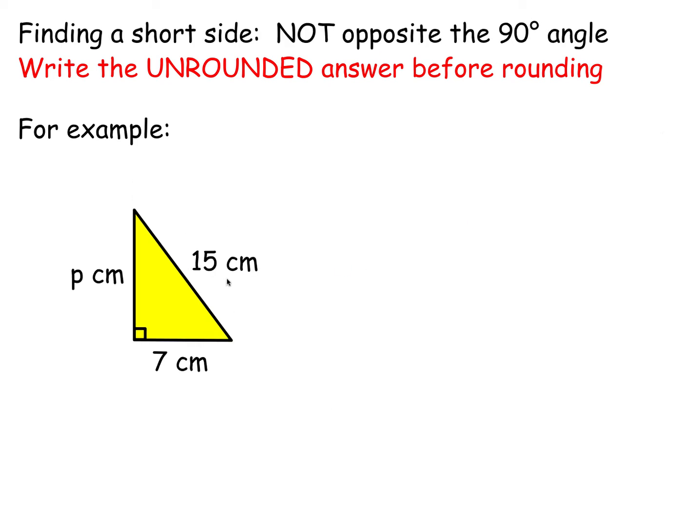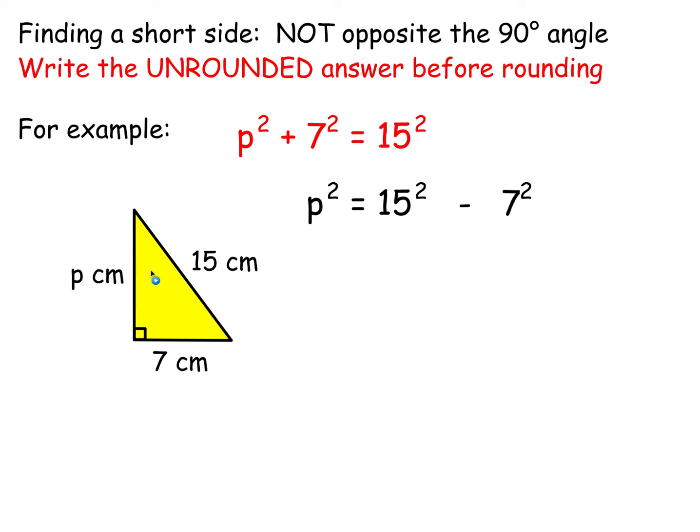If you want a shorter side, as in this case, 15 is the longest side, it's opposite the right angle. P is a shorter side. P squared plus 7 squared make up the 15 squared. To solve this equation, take 7 squared off each side, and P squared is 15 squared minus 7 squared.